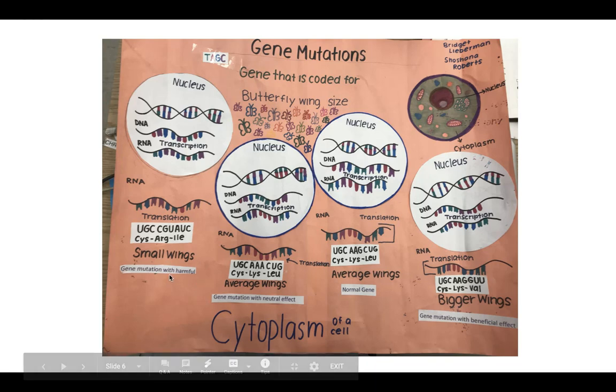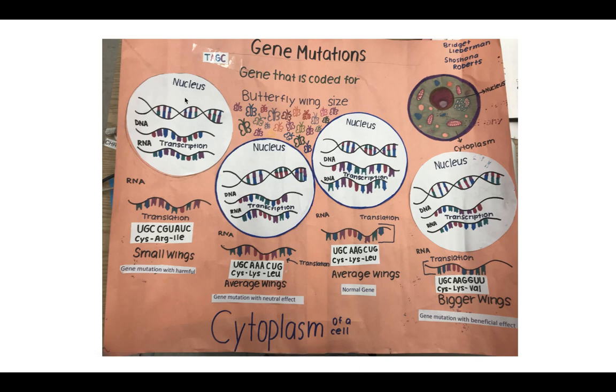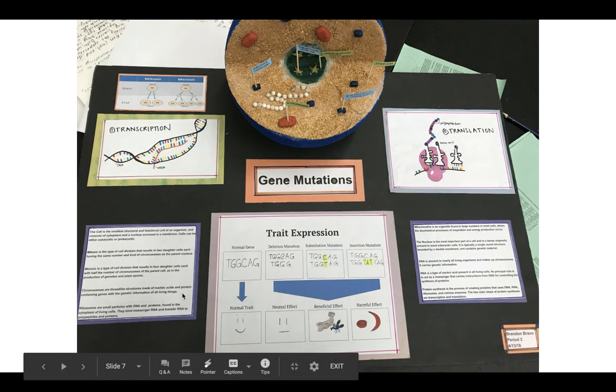So they labeled it harmful, neutral, normal, and beneficial. And they also show their transcription, but they don't have the cytoplasm labeled here, so they lost points on that. So they show transcription and translation. They don't have the protein up here, but they have it here. So make sure if you just draw it once that you go all the way from DNA strand to the protein that is there to the trait.